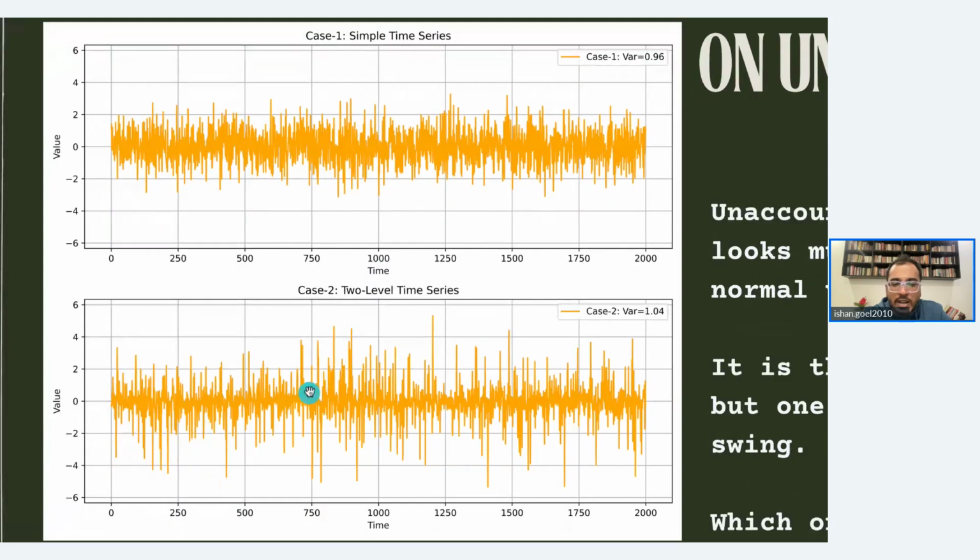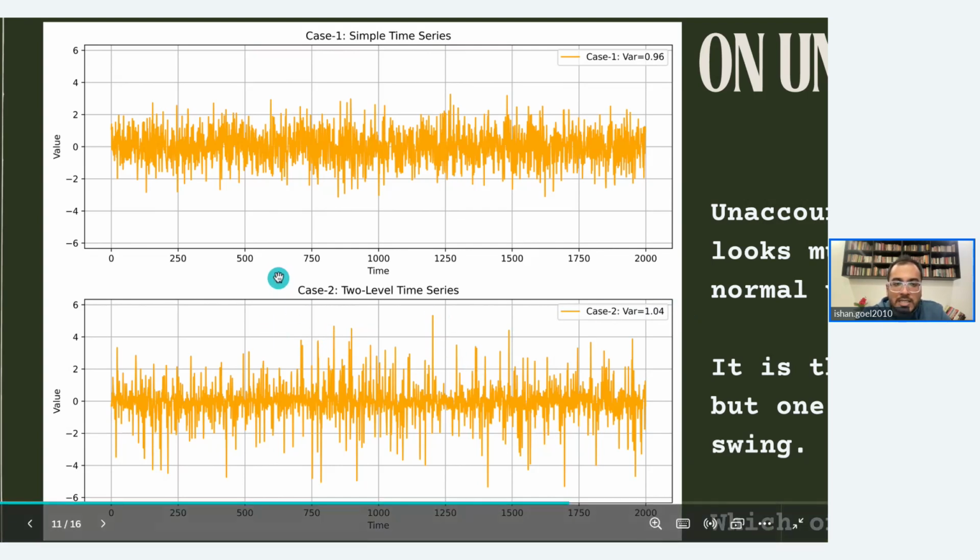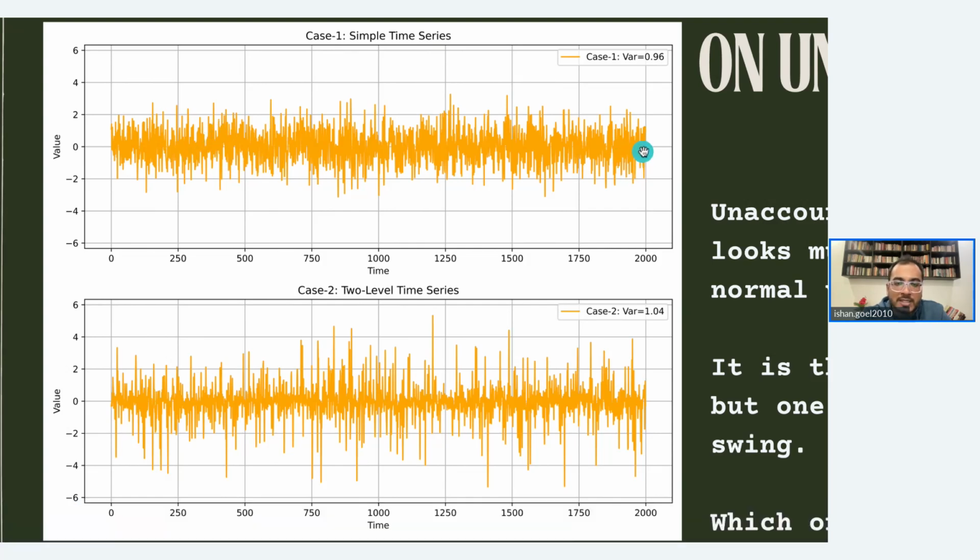You see that case 2 has much more outliers, even though the total calculated variance is 1. It has much more outliers. It is much more jagged, whereas the first one is relatively smooth. So statistics expects everything to be like this. In the real world, nothing is like this. In the real world, almost everything is like case 2. I'll explain how I have plotted case 2.